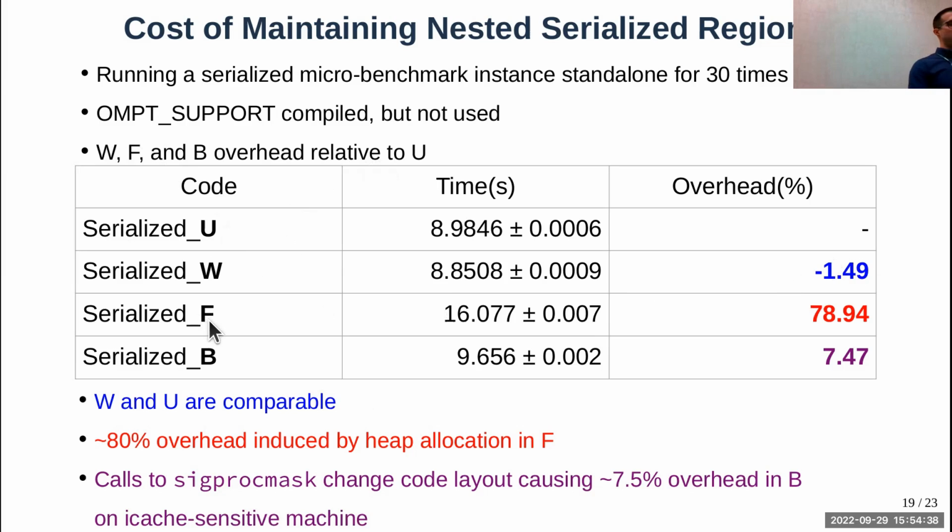We can see that the F version that uses heap allocation for heavyweight tasks introduces about 80% overhead. And what we observed also is that in order to block signals, we introduce some calls to sigprocmask that change the layout of the code and introduce an overhead of 7.5% on an iCache sensitive machine like a KNL. And we say that this might not be observed on other architectures with more cache per core.